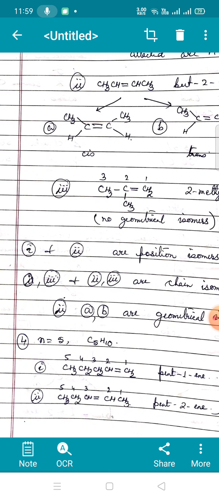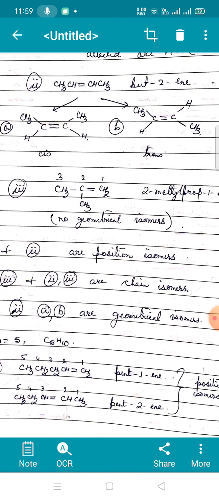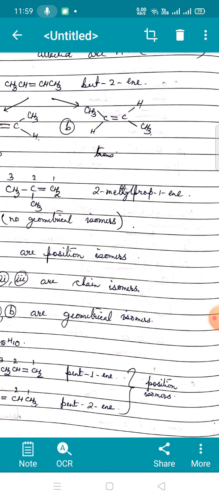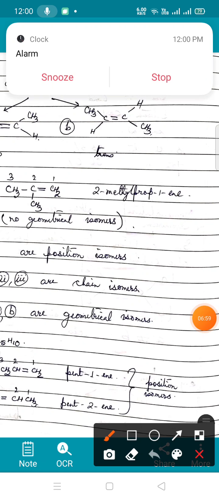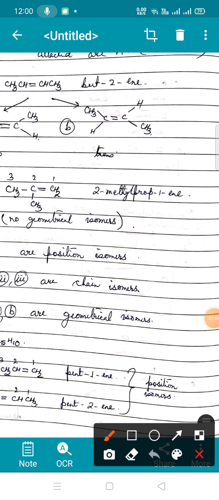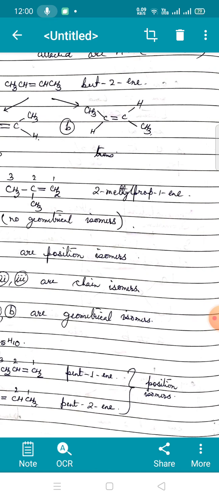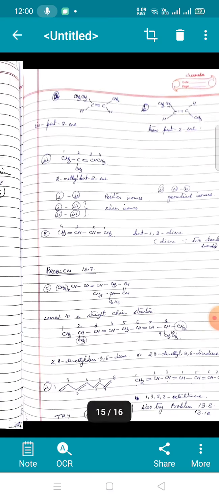I have given you another example where n is equal to 5, molecular formula C5H10, and you can see the various structures possible here. Pent-1-ene, where the double bond is between carbon 1 and carbon 2. Pent-2-ene, double bond is between carbon 2 and carbon 3. They are position isomers because their word root is the same, pent, but the position of the double bond is different. So the position is 1 and 2, so they are position isomers.